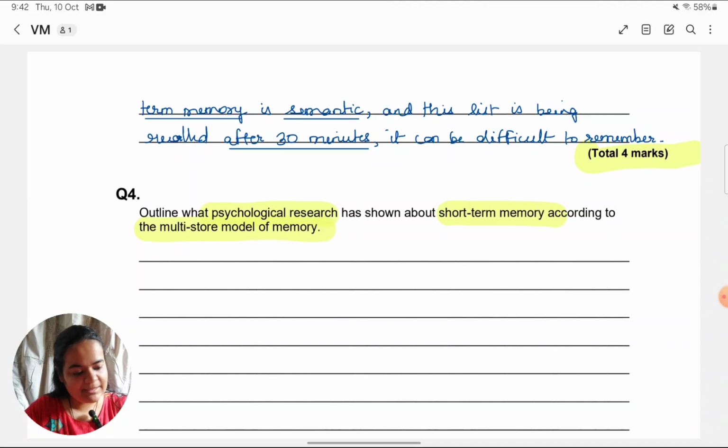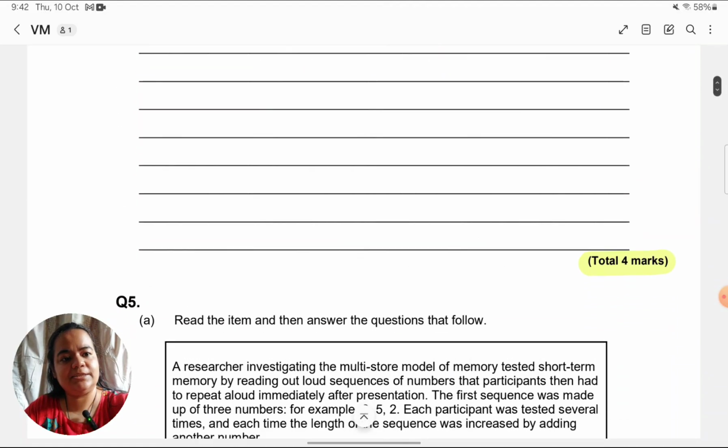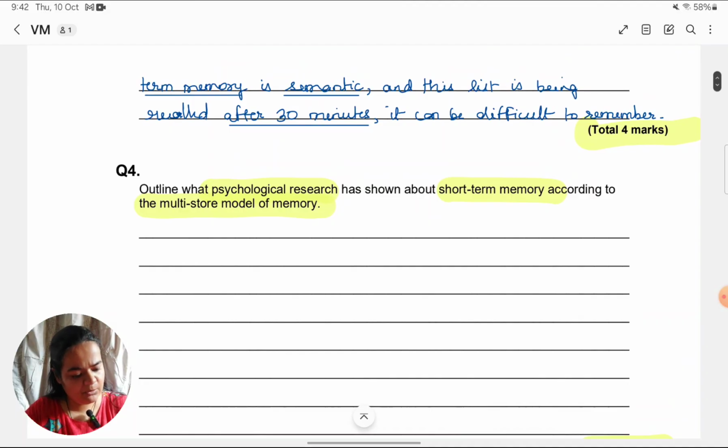Now let's discuss the structure of the answer first. Definitely it is worth 4 marks entirely. You can see it's for 4 marks entirely on AO1, because you just have to write from the textbook. Again, no evaluation, so no AO3, and no context is given for application. So there's no AO2 either.